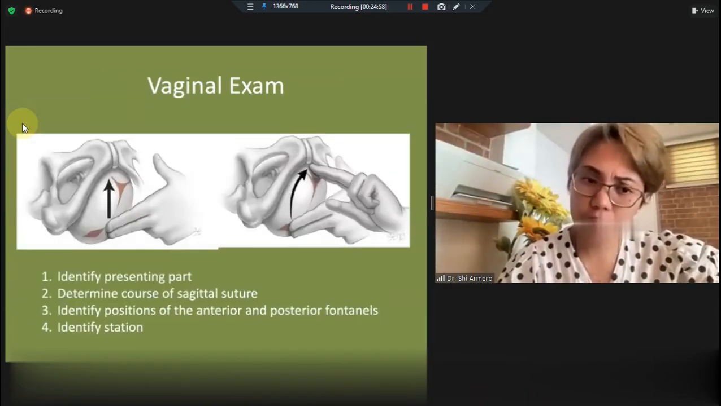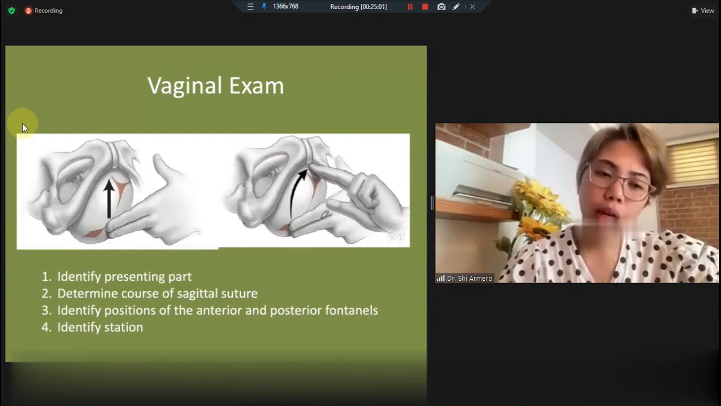This is what I said earlier with the ruptured bag of water. You can identify the presenting part, the course of the sagittal suture, whether you are able to identify the position of the anterior and posterior fontanelle, and identify the station.